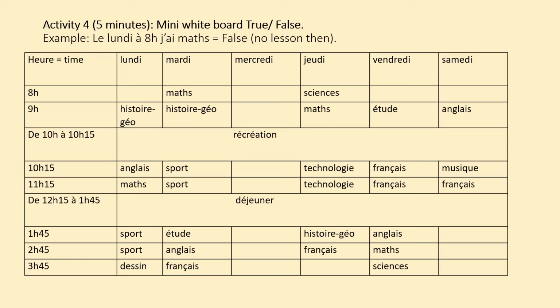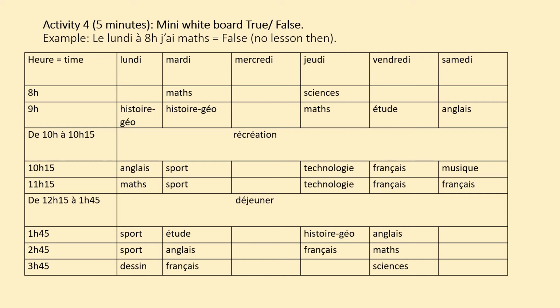Activity 4 is a short 5-minute activity. So you just need your mini whiteboard at hand here and a board pen, or you can just write on scrap paper, or you can just write T or F in the back of your book. That's absolutely fine. So what I'm going to do is I'm going to make some statements about the timetable, and you're going to say T for true or F for false.